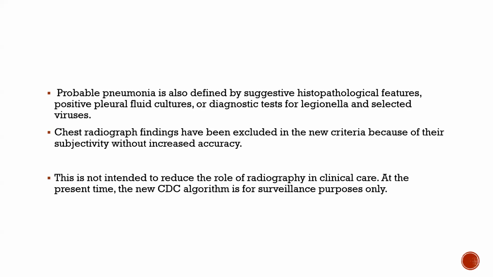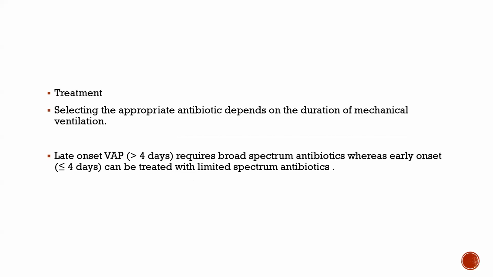Probable pneumonia is defined by suggestive histopathological features, positive pleural fluid culture, and diagnostic tests for Legionella and selected viruses. Chest radiograph findings have been excluded in these new criteria because of their subjectivity without increased accuracy. This is not intended to reduce the role of radiography in clinical care. At this time, the new CDC algorithm is for surveillance purposes only.